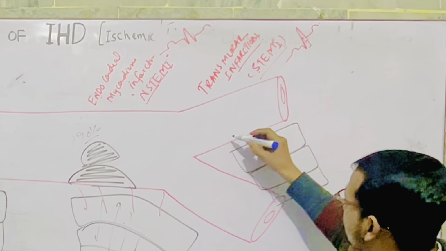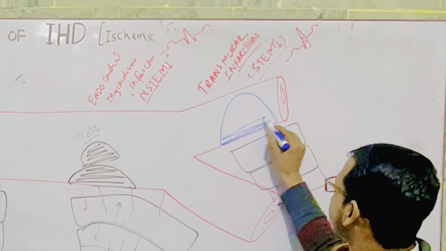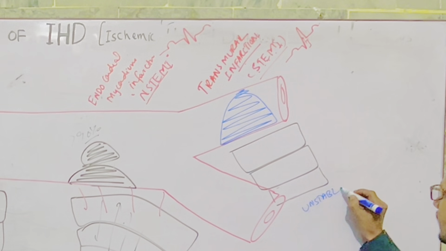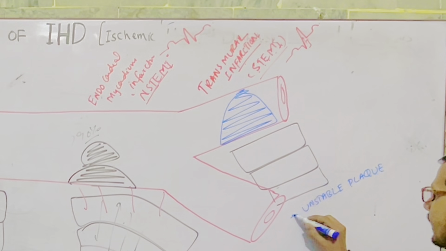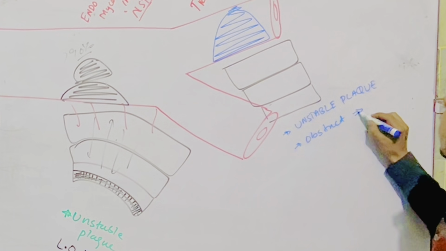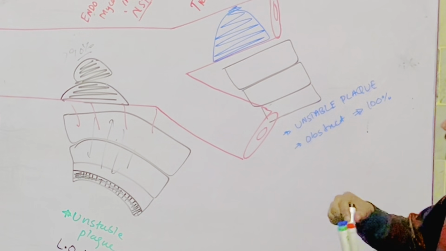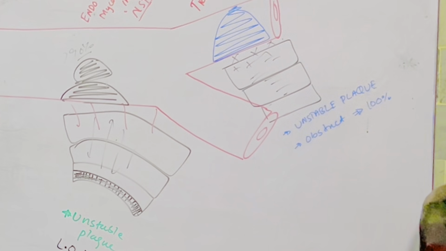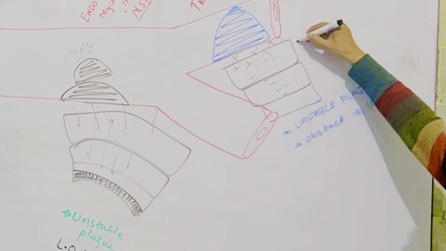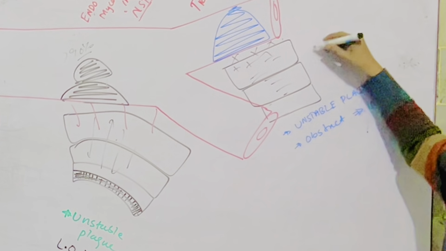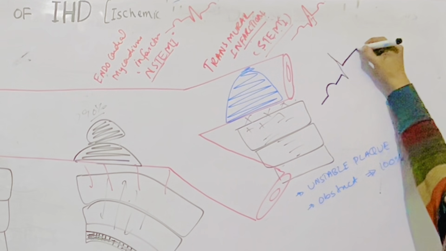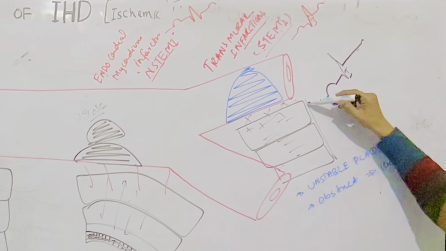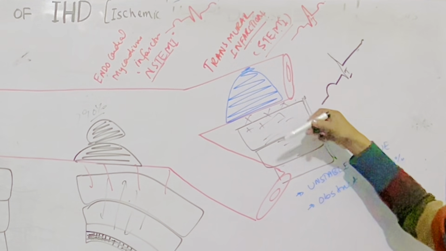Why does this occur? Because now the plaque obstructs the whole coronary artery. This is unstable plaque, and obstruction is now 100%. So the blood stops to all these tissues. There is no blood supply because the blood is obstructed 100%. The contractions will be damaged or inhibited. So we will see ST elevation in the ECG. This is called transmural infarction because the whole myocardium is affected transversely.